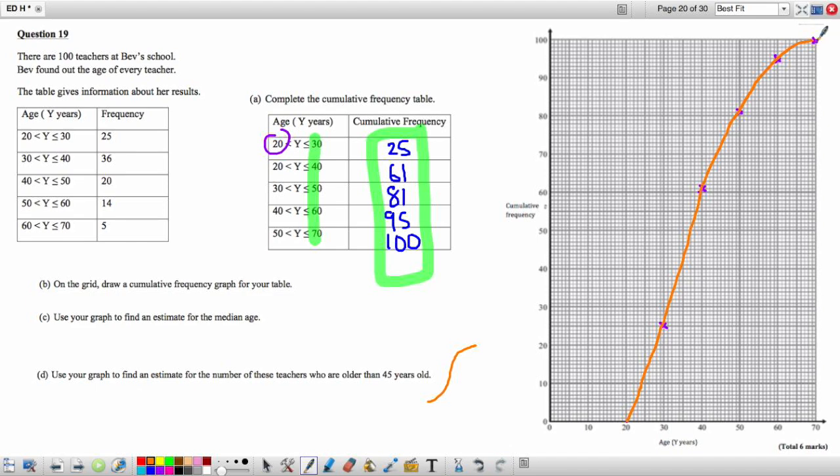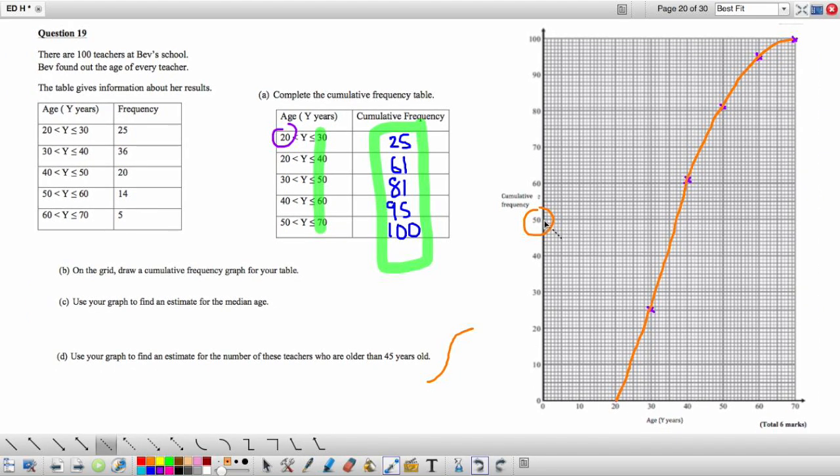We're then asked to use your graph to find an estimate for the median age. Well, altogether we have 100, so halfway is 50. Taking your ruler, drawing a line across at 50 to the cumulative frequency curve. Then dropping down.